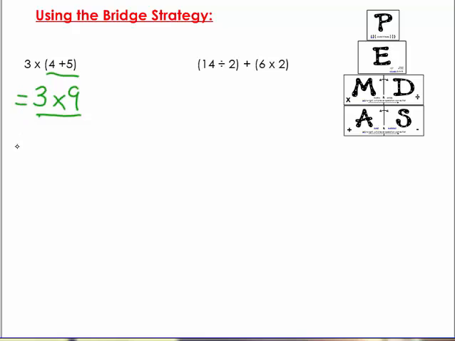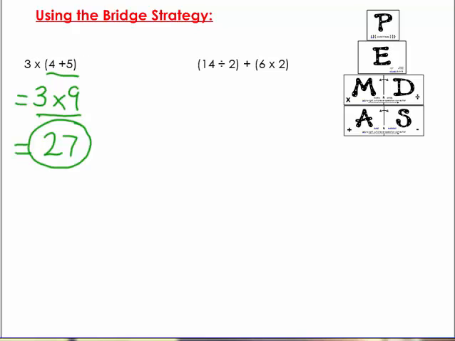So we're going to put our equal sign down below it, and these stay lined up so we keep our solution in a neat, organized manner. So 3 times 9 is 27. And there is my answer to the numerical expression, 3 times the quantity 4 plus 5.